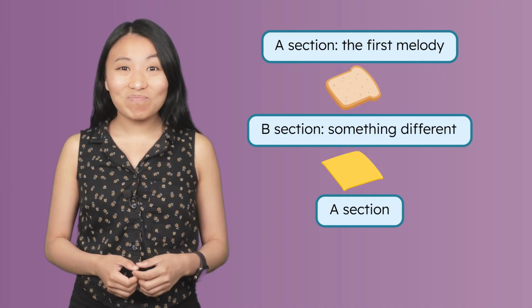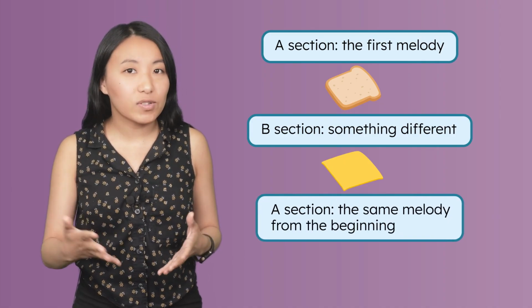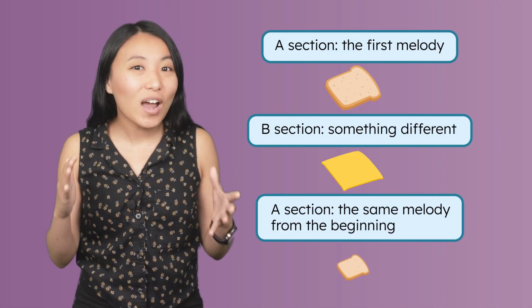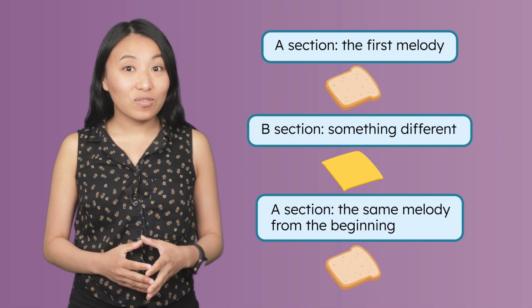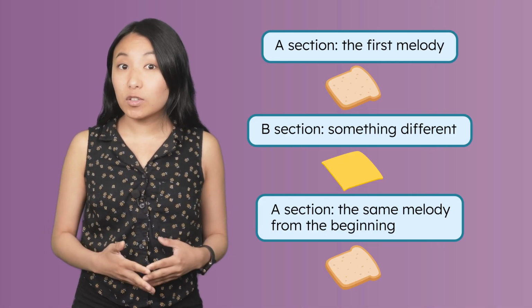Great ideas! It's called the A section because it's the same or almost the same melody returning from the beginning, just like the bread on both sides of the sandwich. A great example of ABA form is Twinkle, Twinkle, Little Star, a melody that Wolfgang Amadeus Mozart wrote when he was just a child. Let's break this down.